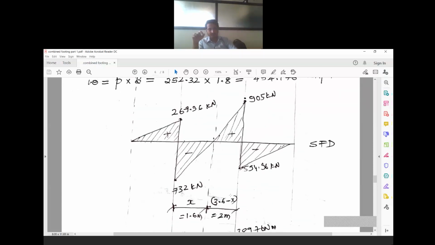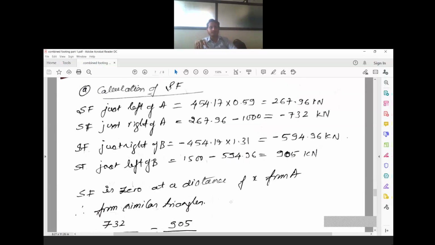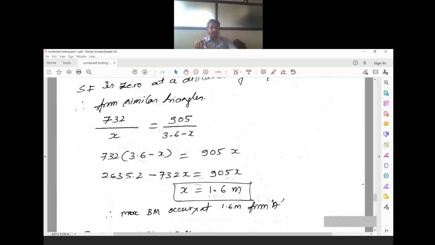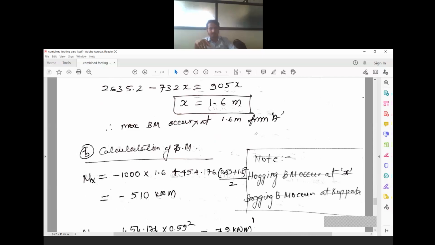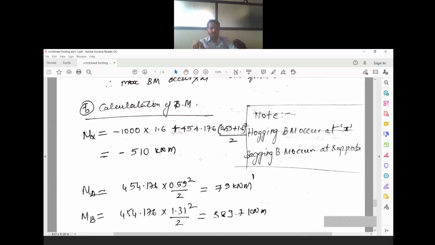So this is how we can calculate the value of x. So observe here, 732 divided by x is equal to 905 divided by 3.6 minus x. I have substituted the value for x. X is equal to 1.6 is what I will obtain. So therefore maximum bending moment will occur at 1.6 meter from A. That is, the x value came as 1.6 meter. So the maximum value occurs at 1.6 meter from A. So now it is time to calculate the bending moment.